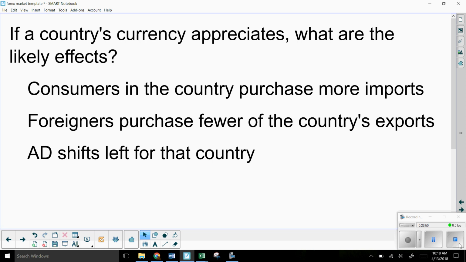Hopefully that's a helpful bit of clarification on foreign exchange, and I encourage you to kind of watch bits and pieces of it as you need to review what I think is a really tough macro topic. Good luck.